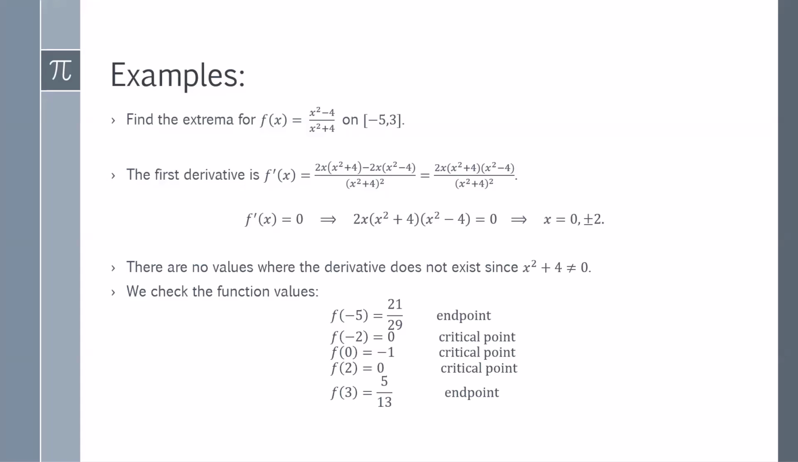We find the function values at these points. At -5, we have 21/29. f(-2) is 0. f(0) is -1. f(2) is 0. And f(3) is 5/13. So our maximum value occurs when x is equal to -5 and y is equal to 21/29. The minimum occurs at f(0), which is -1.